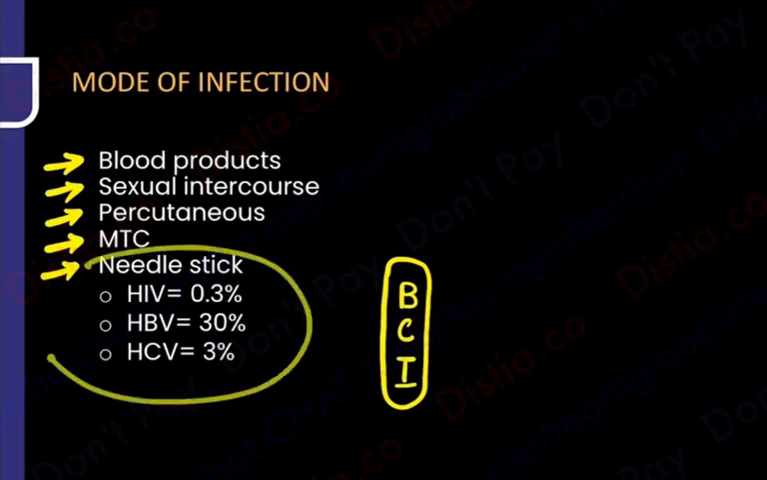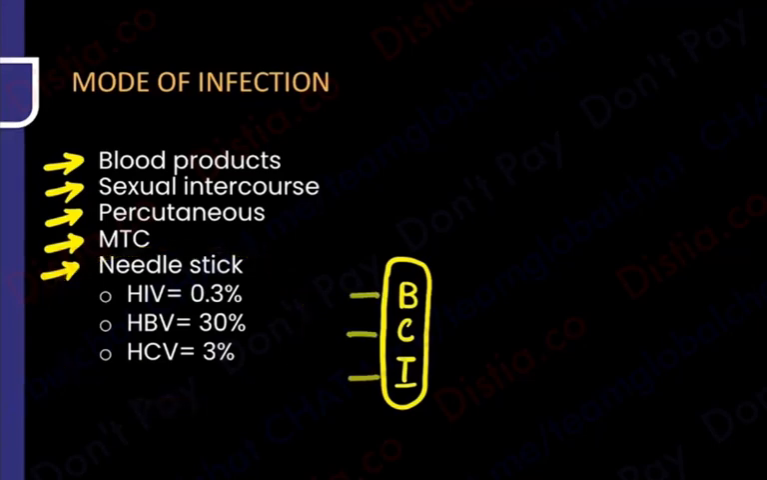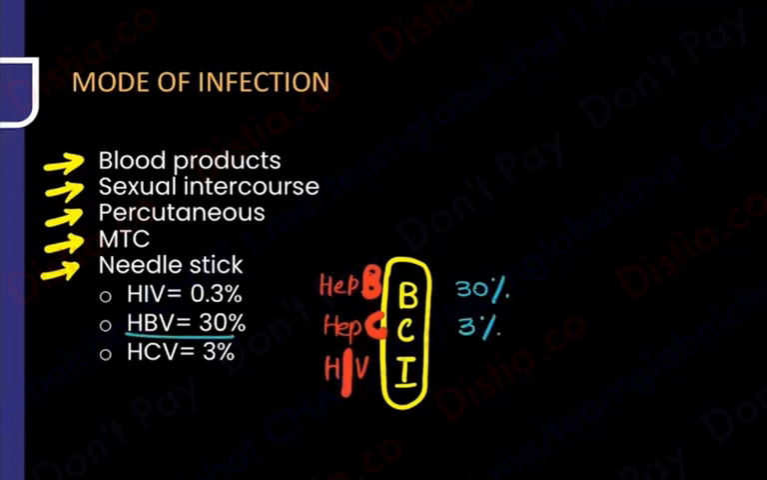Please note, when I'm talking about needle stick injury, I have learned it as blood stick injury. Just for my mnemonic. What is blood stick injury? Because in blood stick injury, B is for hepatitis B, C is going to be for hepatitis C, and I is HIV. So I have written it as blood stick injury, BCI, because hepatitis B transmission chances are 30%, hepatitis C transmission chances are 3%, and HIV transmission is 0.3%.